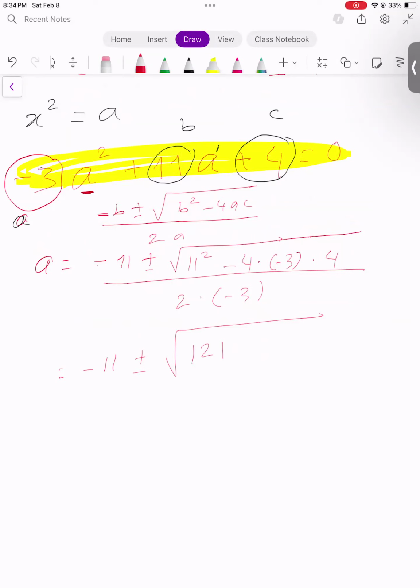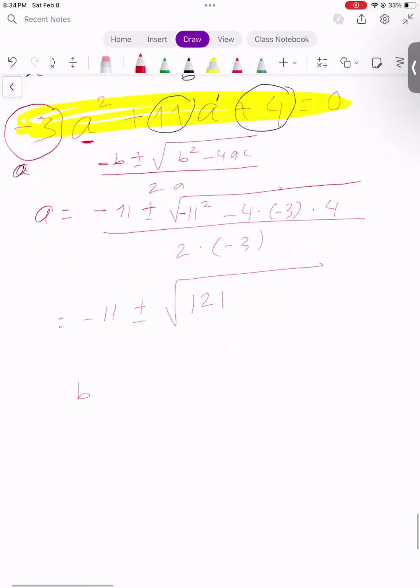Now if your b was negative 11, what would be b squared? For example, if your b is negative 11, what would b squared equal? Some of you, most of you, had some mistake here. So for example, if b is negative 11, what would be b squared?